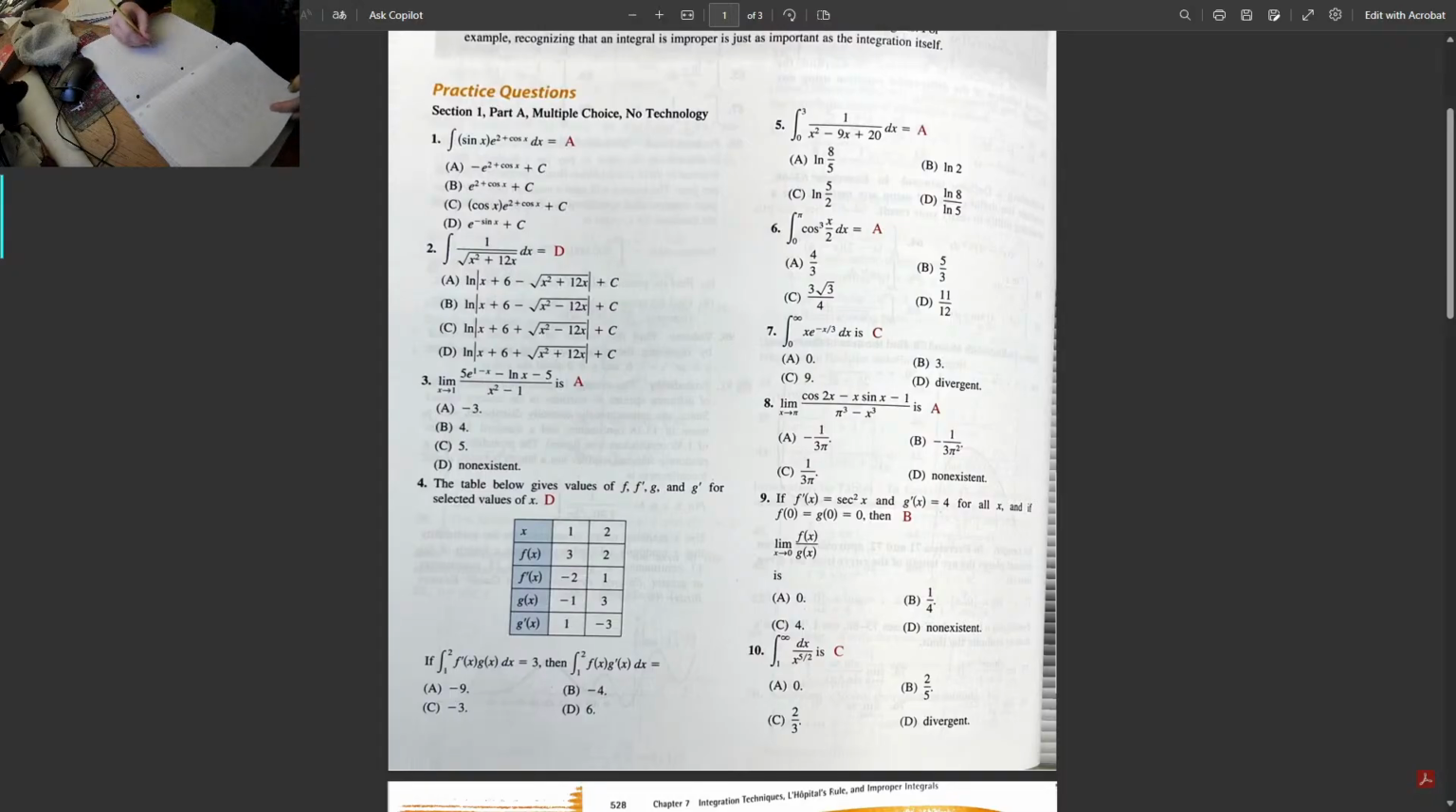Alright, so we're taking the limit as b approaches infinity of the integral from 0 to b of x e to the negative x over 3.